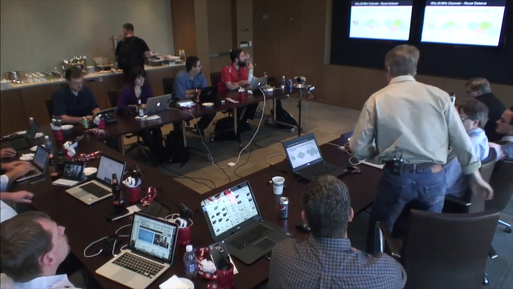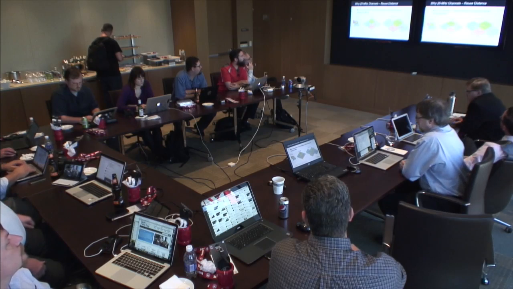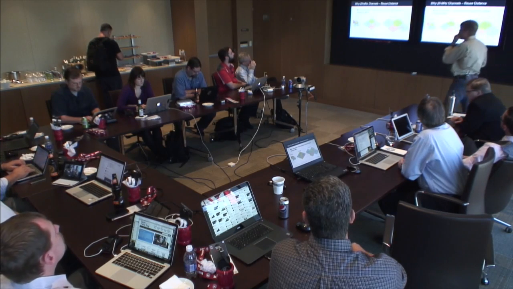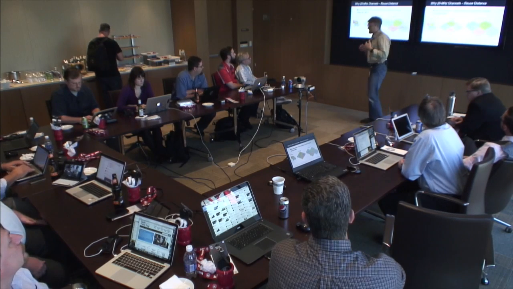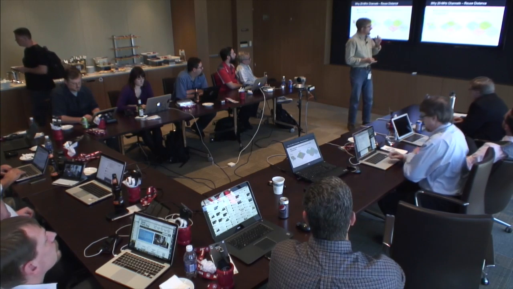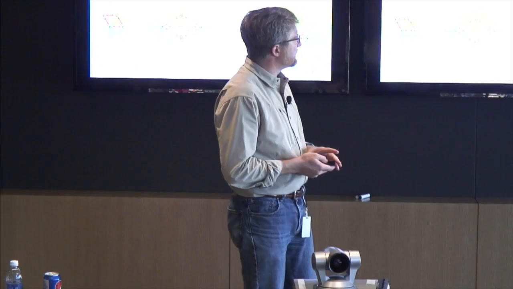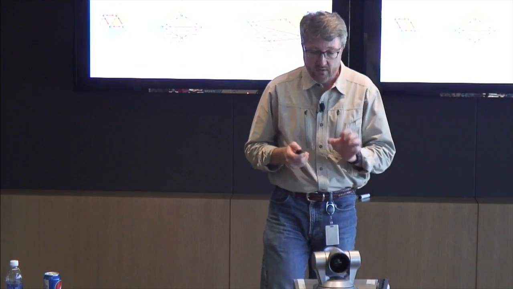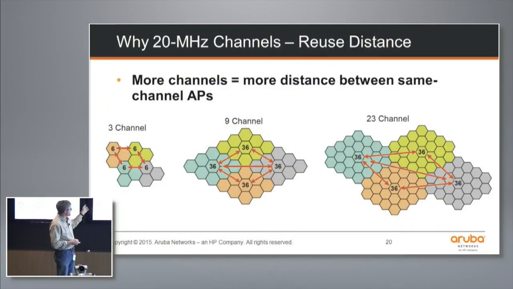Okay, so back to this guy. Just to finish out the channel width discussion, we talked about the number of channels, basically maximizing that by using DFS. So why use the narrow channels? There are a number of reasons. The first reason is that you want to increase the distance between the APs that are on the same channel. We're showing a 3-channel plan like you'd have in 2.4, a 9-channel like you'd have in 5 gigahertz, and a 23-channel like you'd have if you were using DFS.